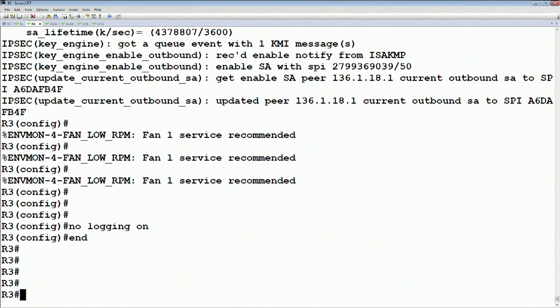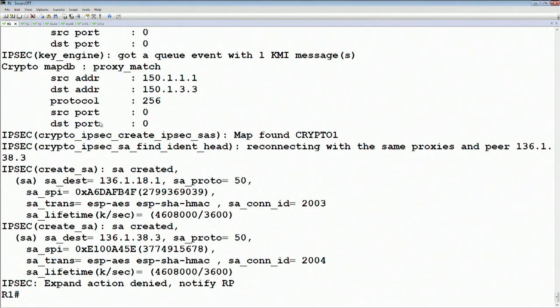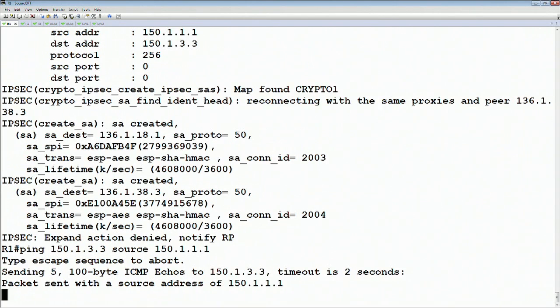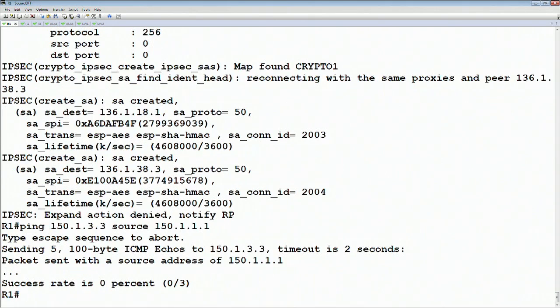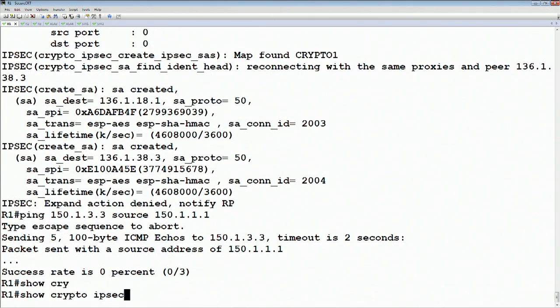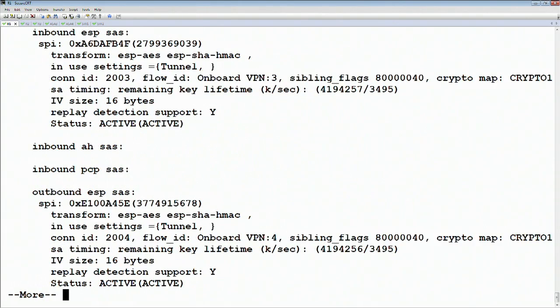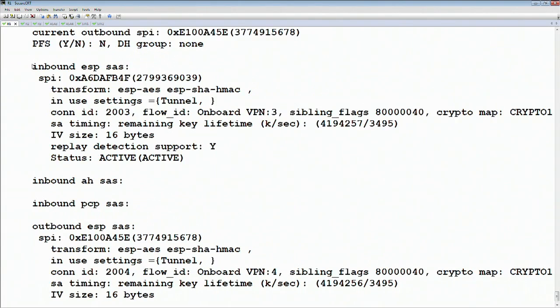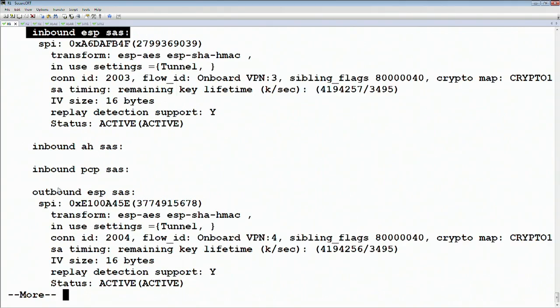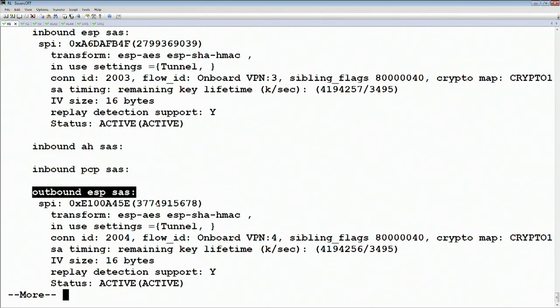Okay, so now let's look at, on router 1, did the traffic get through? No. So still something is going on with the tunnel. But we're getting closer. If we look at the show crypto IPsec SA, what do we want to check here? Do we have an inbound SA? And do we have an outbound SA? Yes, we do for both. So this means that negotiation was fine.